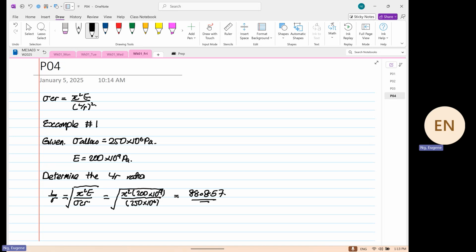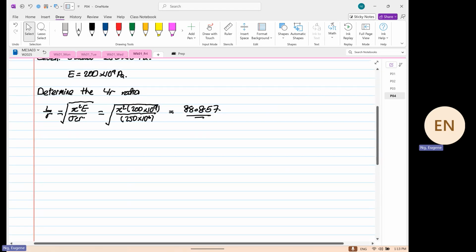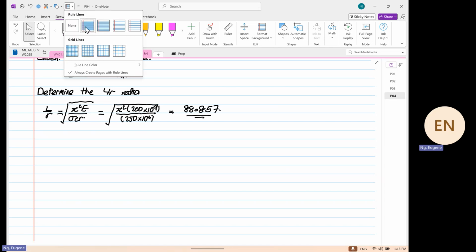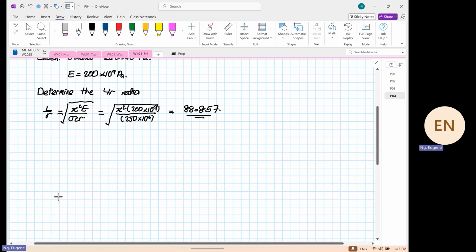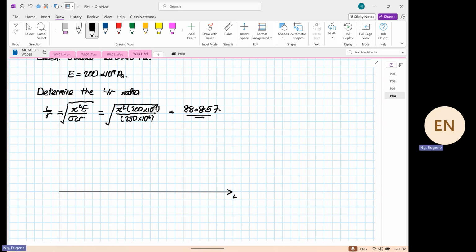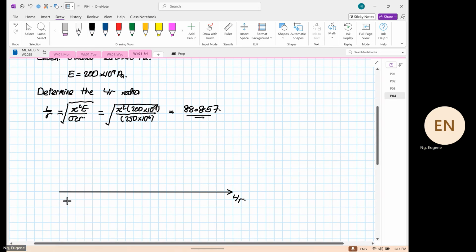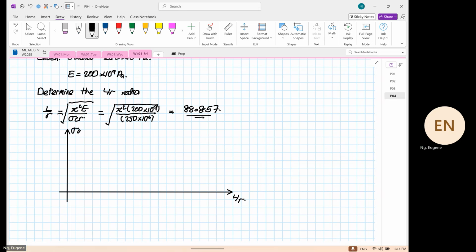So what does this number actually mean in real life? So now we draw on our x-axis the L/R ratio, and on the y-axis is our stress allowable. And at a certain point over here, this is equal to 88.857.